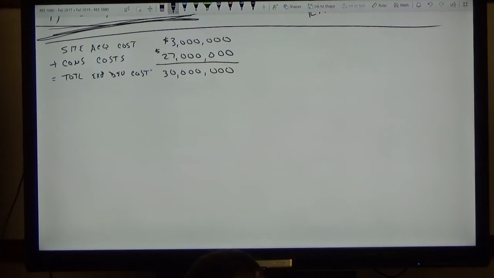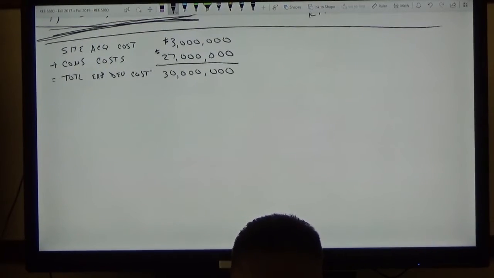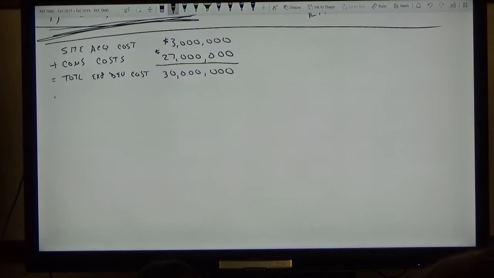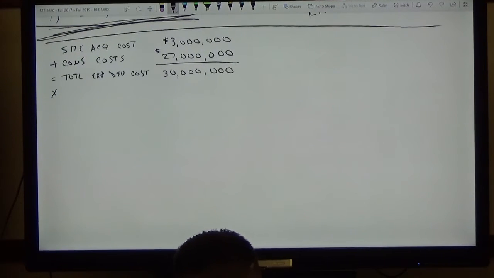Okay. So you've got 30 million in total expected development costs. So you've done your first calculation, you've added those two numbers together. All right. Then we go to the lender and find out what sort of loan terms they're willing to give us. So you tell me, what sort of loan to value ratio are they potentially willing to give us? We've talked about maybe 60%, 70%, 80%, or, 75.